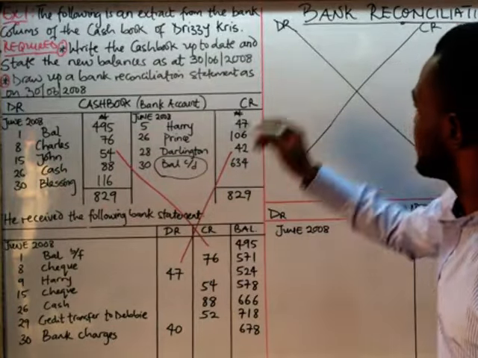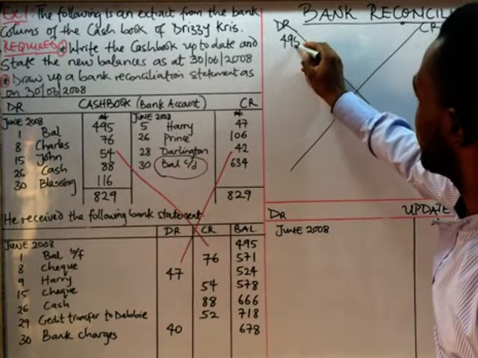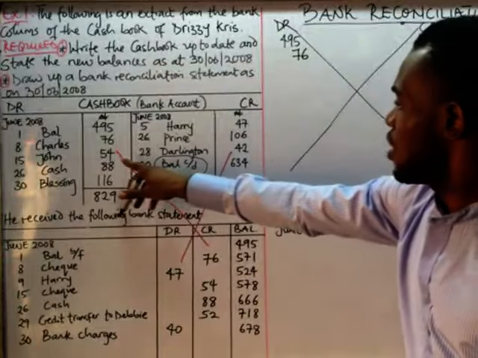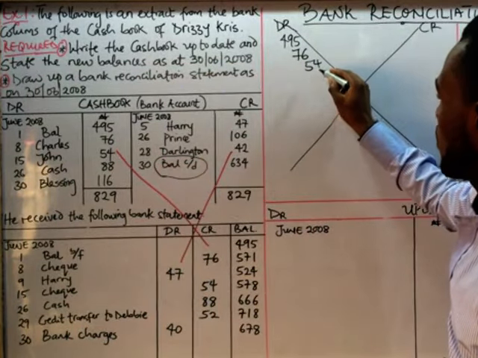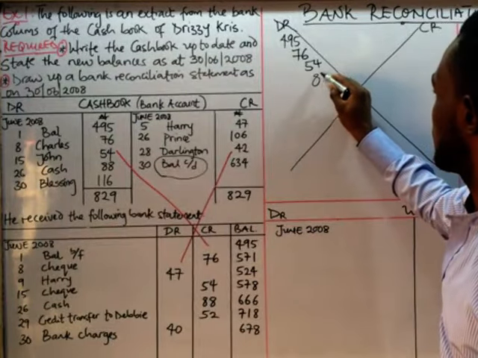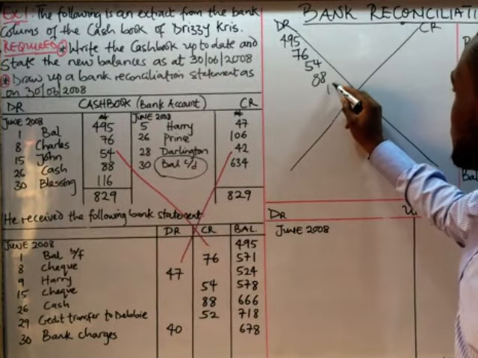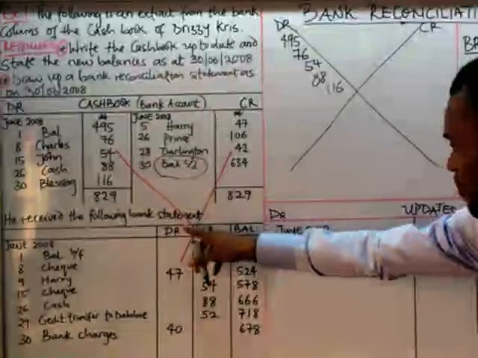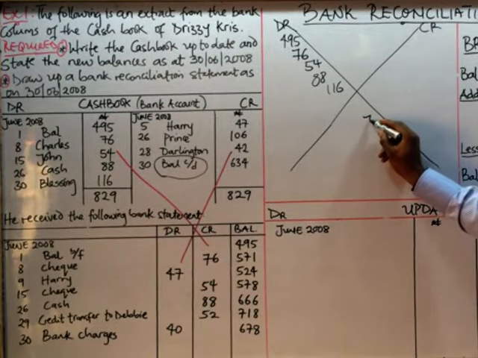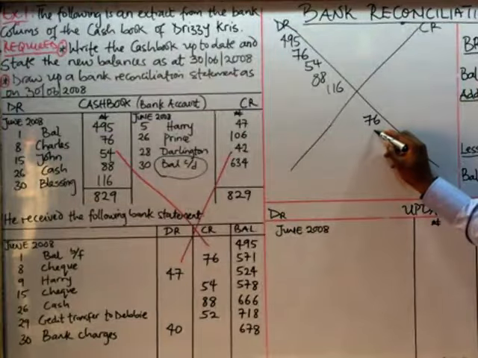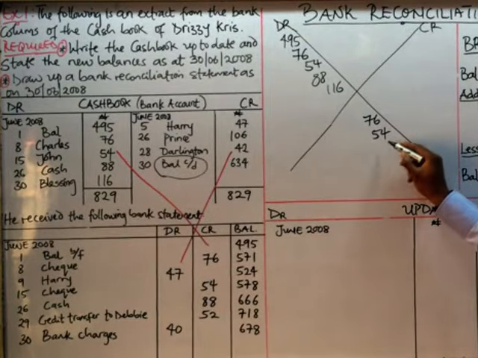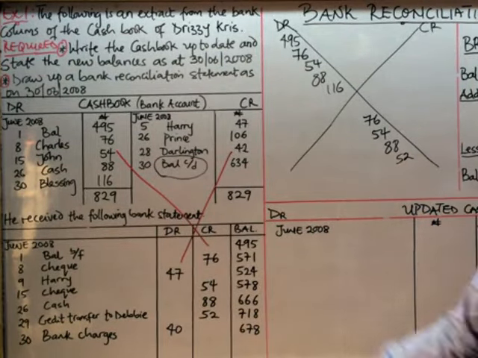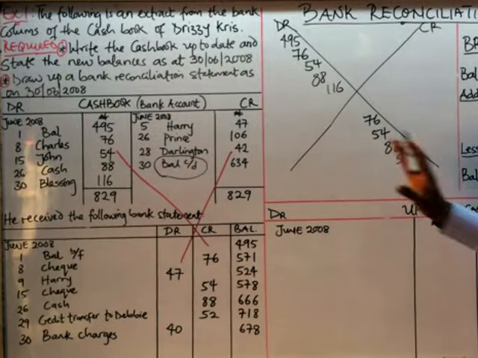So we have 495, this is 495, as well we have here on the debit side. We have 76, we have 54, we have 88, and we have 116. Now, on this section, remember, we are dealing with the debit side now. We have 76, we have 54, we have 88, and we have 52. So every entry, every figure we have here has been recorded here, right?